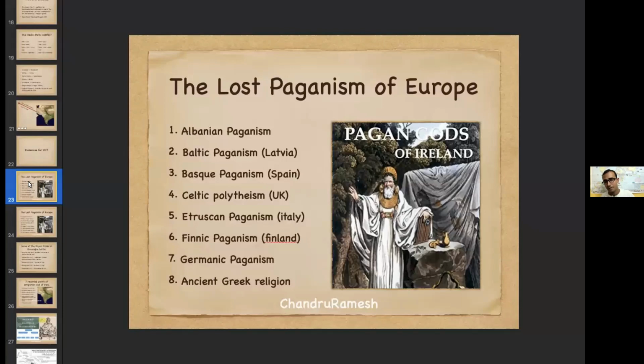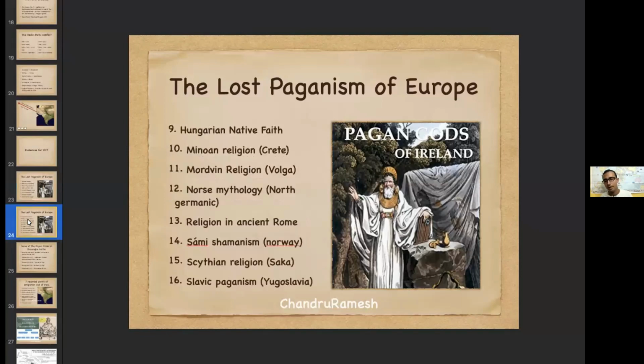Celtic paganism is Celtic warriors. You would have heard of Celtic paganism. It is around the UK and northern France. Those regions were following this Celtic polytheism. Etruscan paganism was followed in regions of Italy. Finnic paganism was around Finland and the countries around it. Germanic paganism, easy to understand, around Germany. Ancient Greek religion had its own gods and goddesses. Hungarian native faith, again, Hungary had its own native culture and native gods and goddesses.